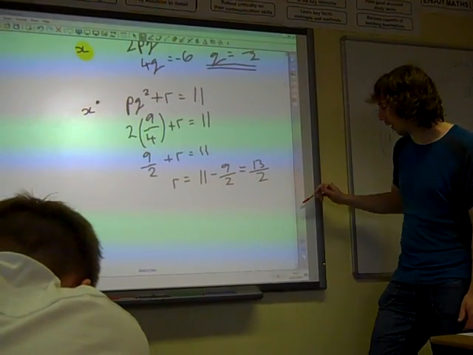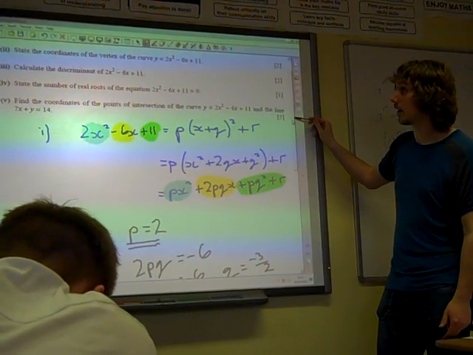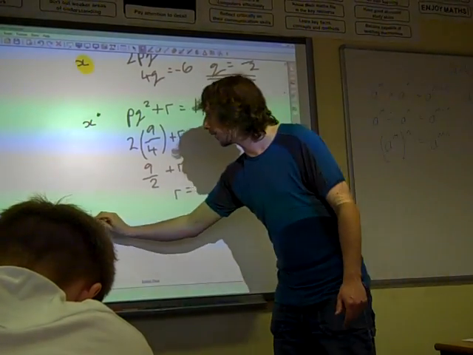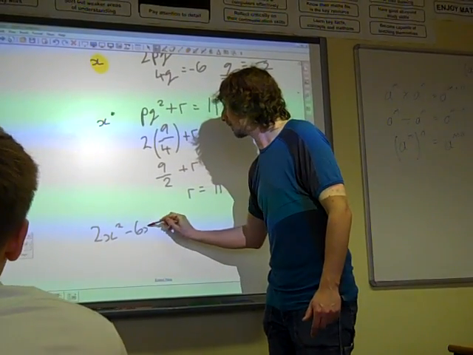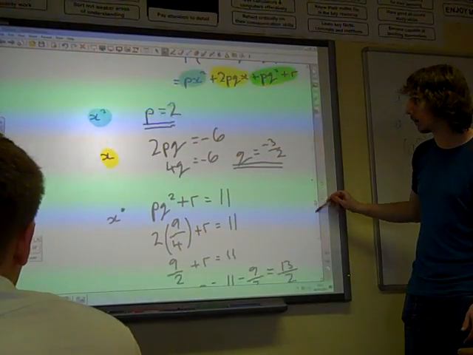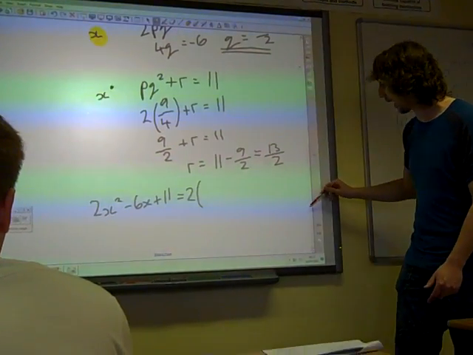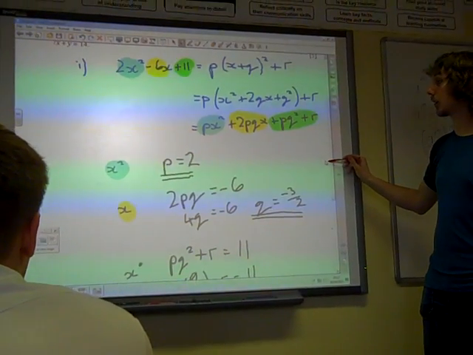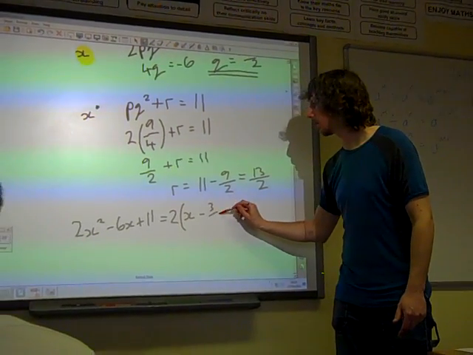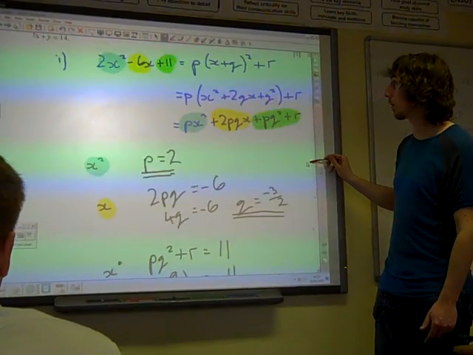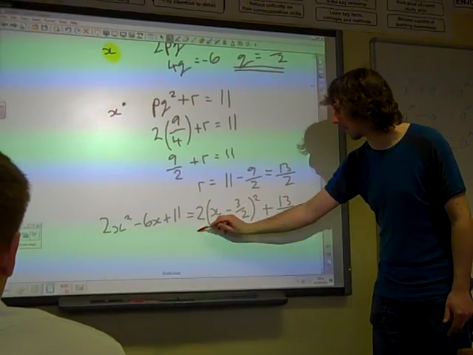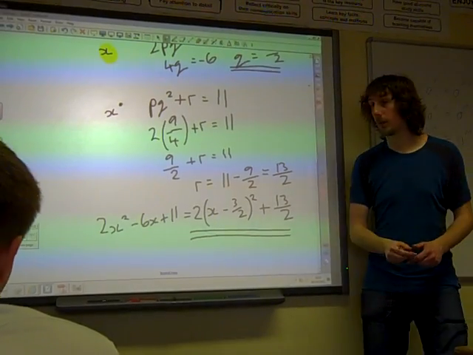So that's our value for r. And the question said, express it in the form. So 2x squared minus 6x plus 11 expressed in that form, we had p, which was 2, times (x plus q) squared, and q was minus 3 over 2, plus r, which was 13 over 2, and that is our form.